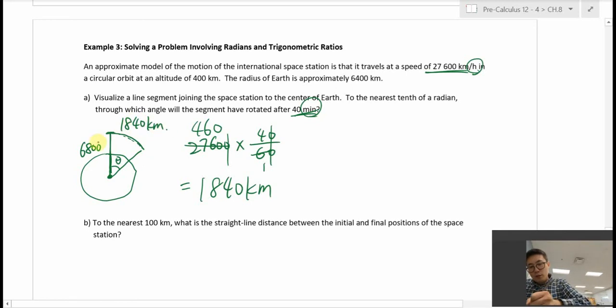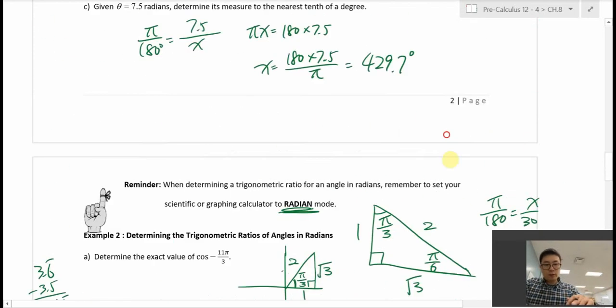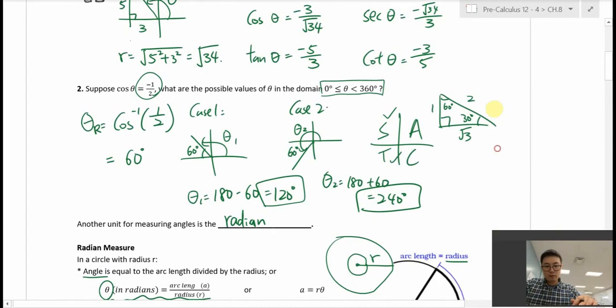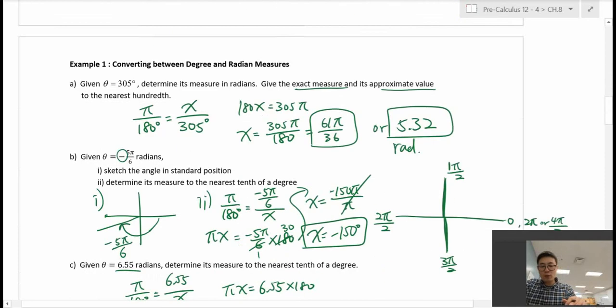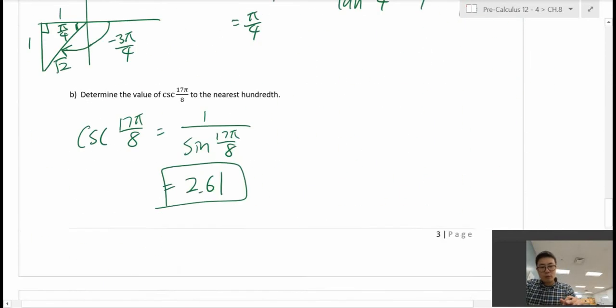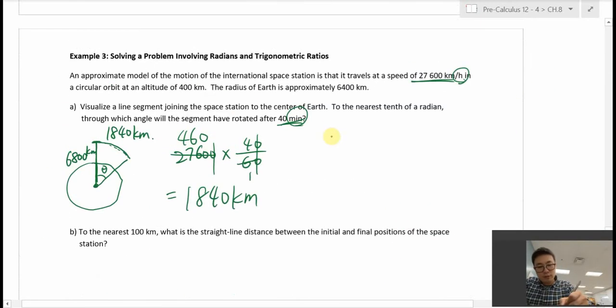Okay, so now we can use the formula that we had earlier here. A is equal to r theta, or theta is equal to arc length divided by radius. Just remember one, because you can always manipulate. I always like to memorize the one that's multiplication because it's easier. A equal to r theta. Okay, it doesn't matter which one you try to remember. Arc length is 1840. Radius is 6,800, and we can solve for angle theta.